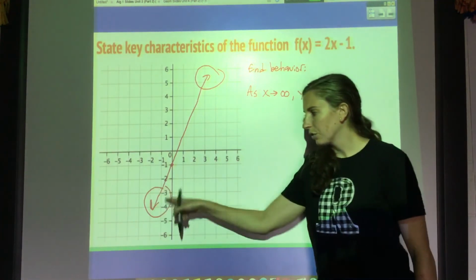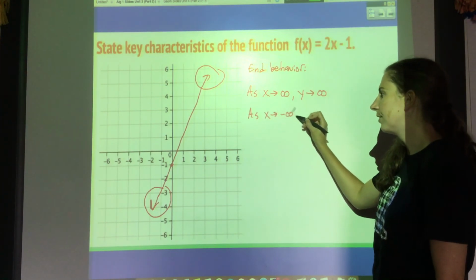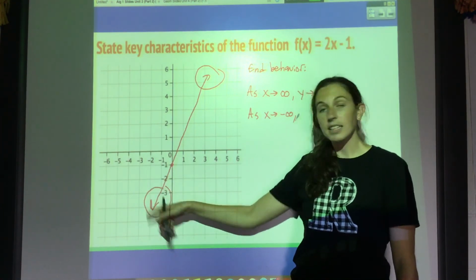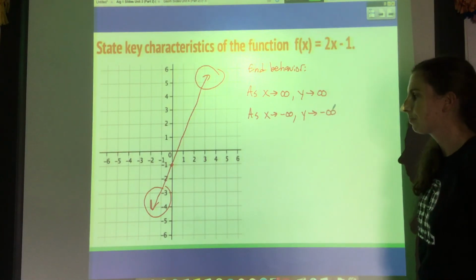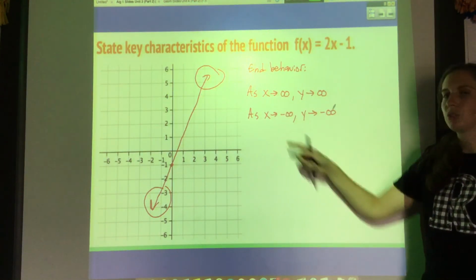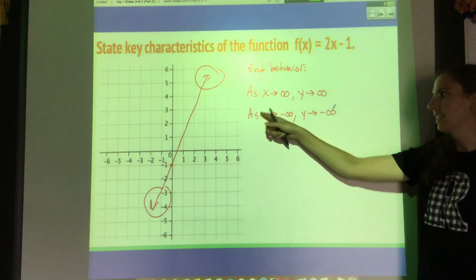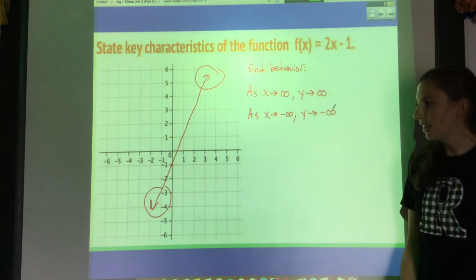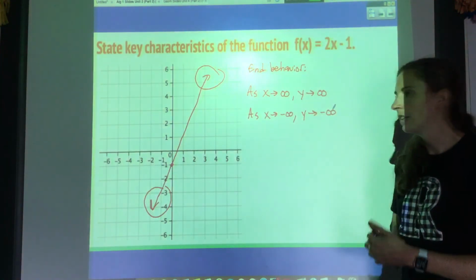For the other end over here, to start this one off, I'll say as x approaches negative infinity, because as we go that way, we're looking at this end of the graph. In this case, it's going down, so y, the output, is approaching negative infinity. Instead of y, you might have used f of x, or you could even write out the word approaching, or you could have said as x increases, y increases, and as x decreases, y decreases, anything like that. So that is the end behavior, and those are just a few of the key characteristics of this particular line.